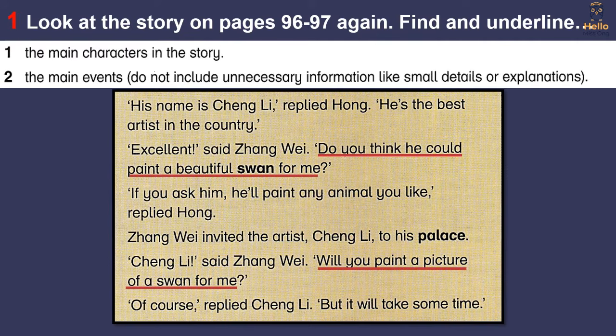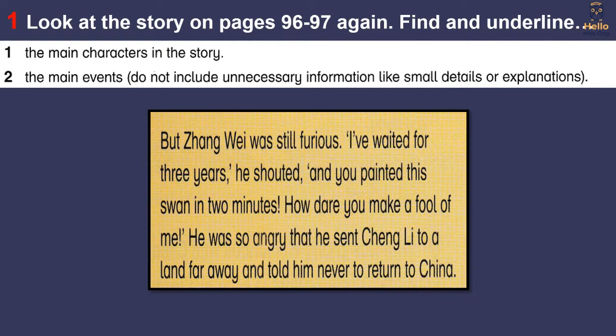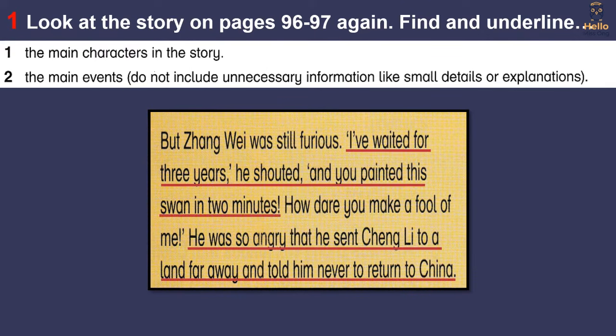Zhong Wei wanted a painting of a beautiful swan. He asked Cheng Li to paint one for him. He waited for 3 years, but Cheng Li painted a perfect swan in 2 minutes. He was so angry that he sent Cheng Li to a land far away, and told him never to return to China.